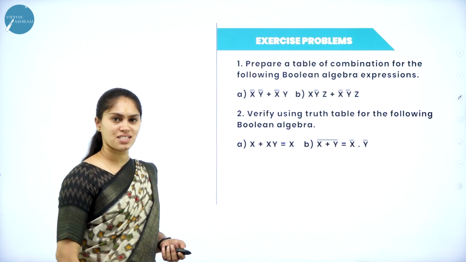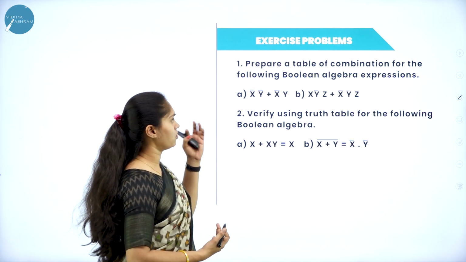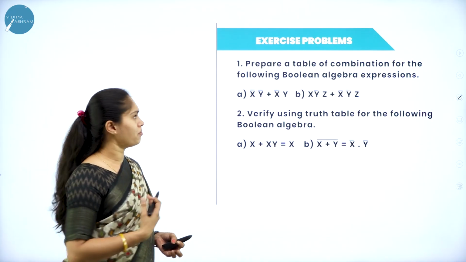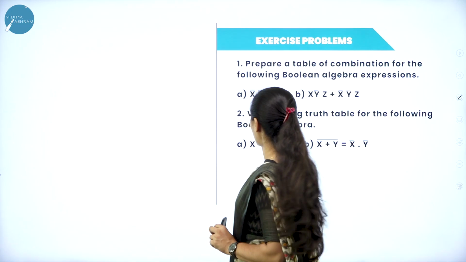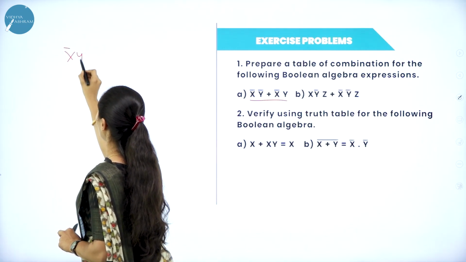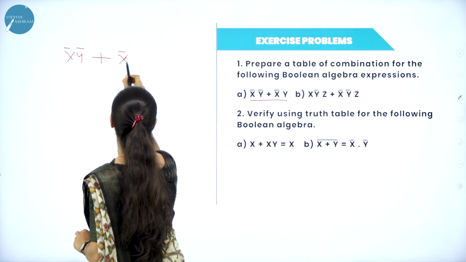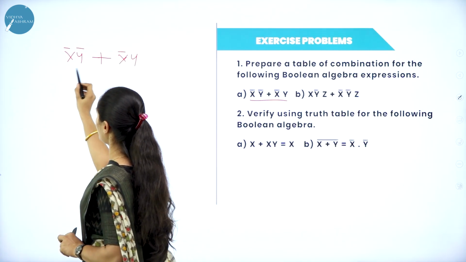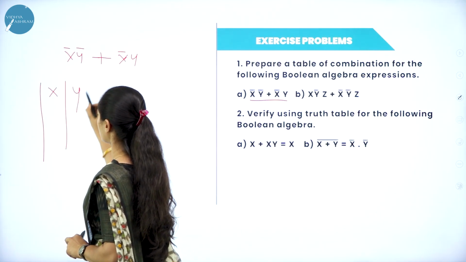So here you can see some examples which I have given in order to build a truth table for the following Boolean algebra expression. Let me consider this first one. What do I have there? x bar, y bar plus x bar, y. So how many variables do I have here? Only 2, which are x and y, right?